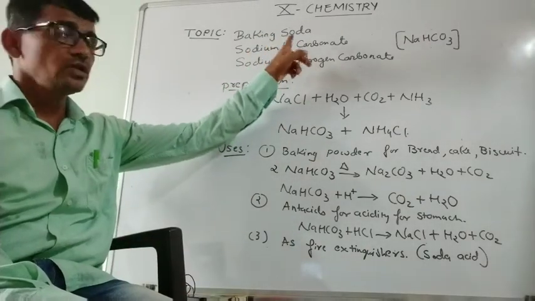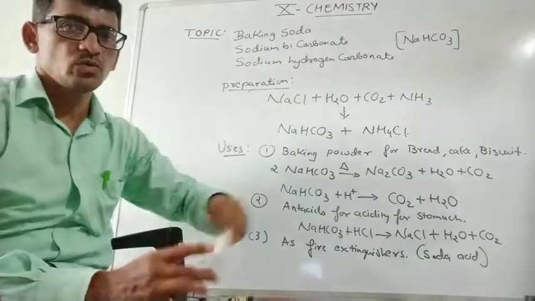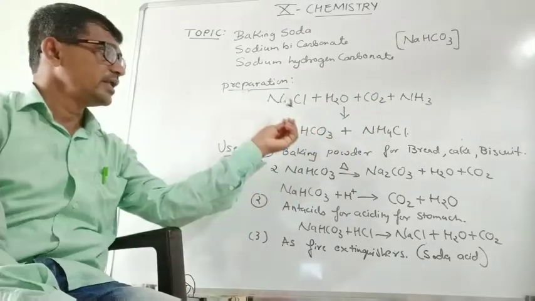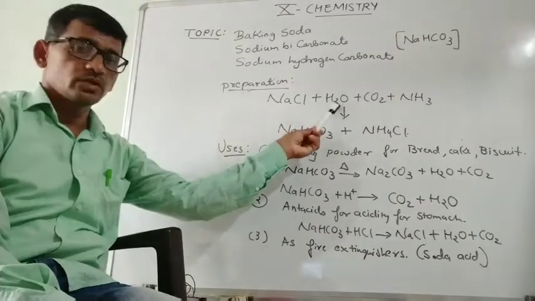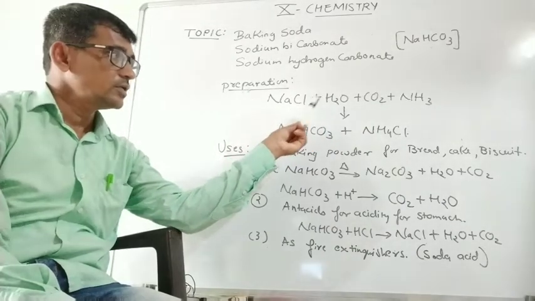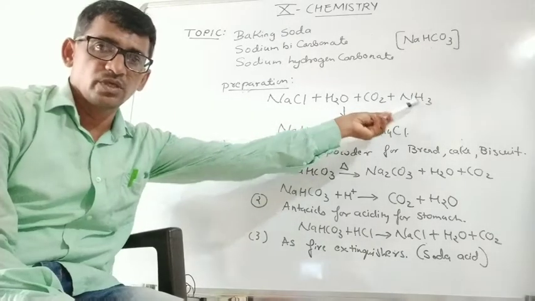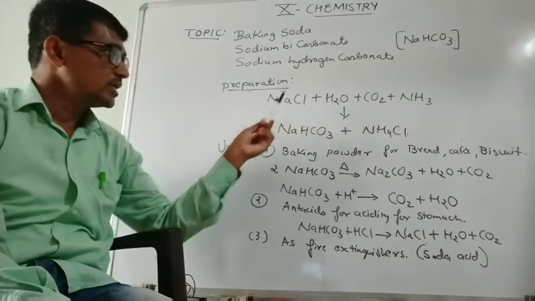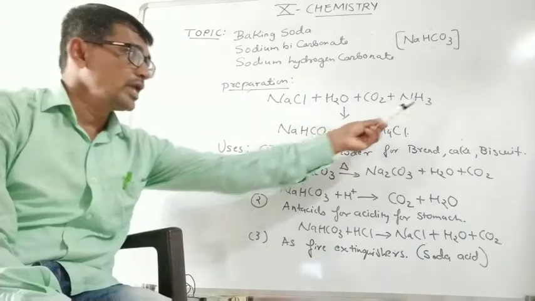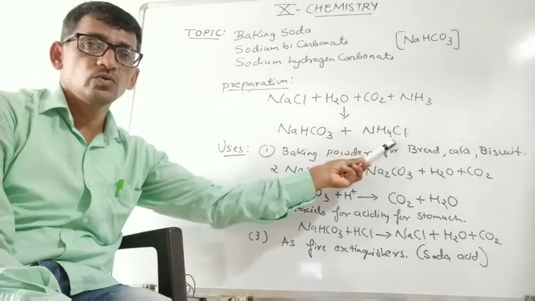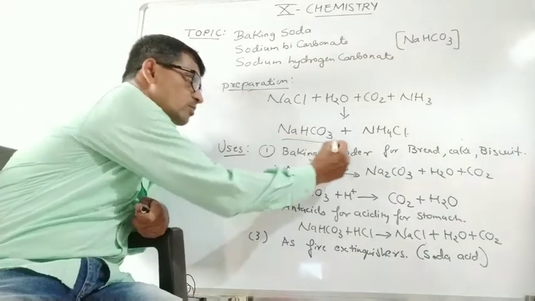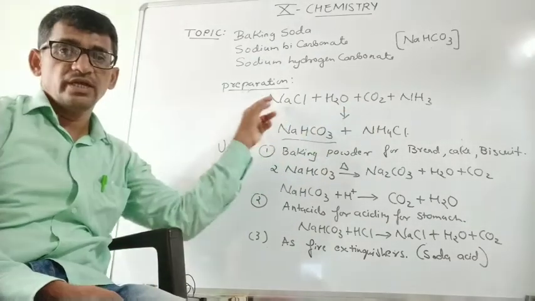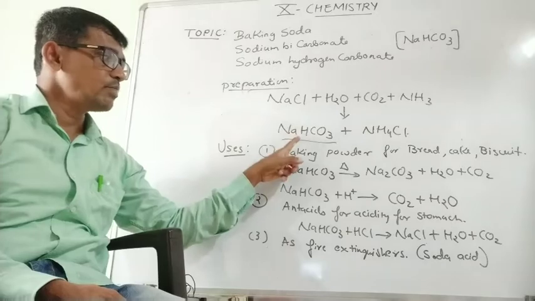Baking soda, sodium bicarbonate or sodium hydrogen carbonate. Its formula is NaHCO3. Its manufacture: if an aqueous solution of NaCl is treated with carbon dioxide and ammonia, that is, if carbon dioxide gas and ammonia are passed through NaCl solution, the sodium will convert into carbonate. Ammonia will take the chlorine and convert it into ammonium chloride. So it will form sodium bicarbonate. So you have to pass ammonia and CO2 gas in NaCl solution, then it will give sodium bicarbonate.